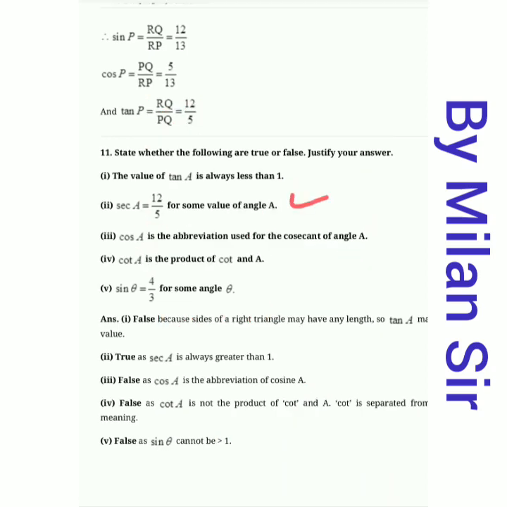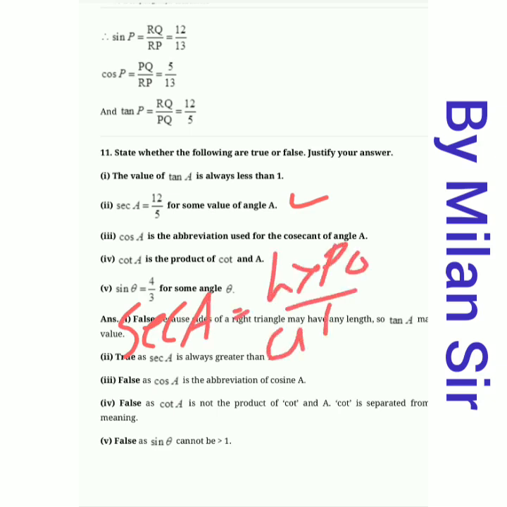Second, sec A is equal to 12 by 5 for some value of angle A. What is the formula of sec A? Hypotenuse upon adjacent side. So hypotenuse is always the bigger side than adjacent side. So our numerator is always greater than the denominator in the case of sec A. Okay, so here it is true, our numerator is greater than the denominator, so this statement is true.